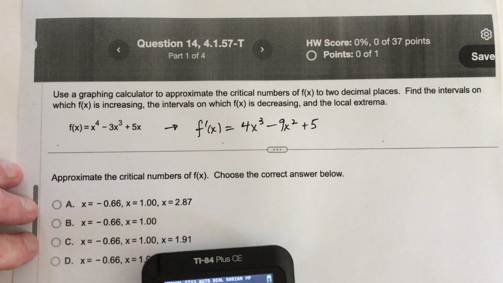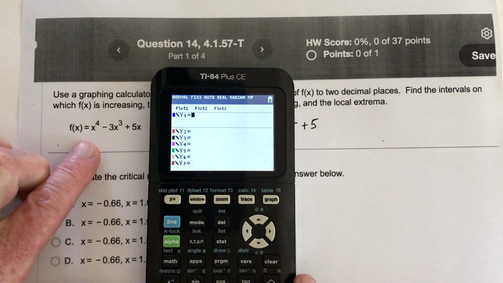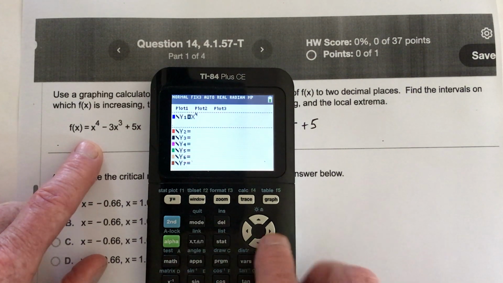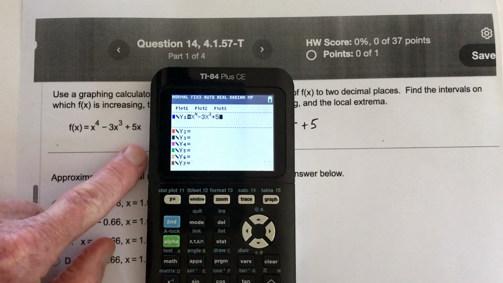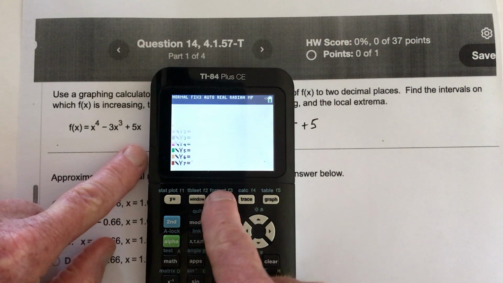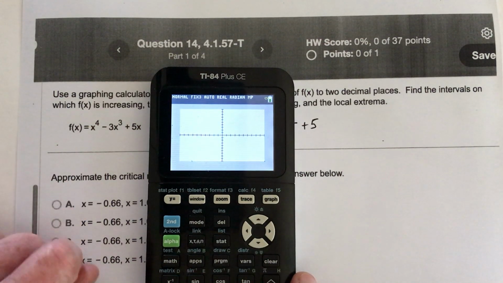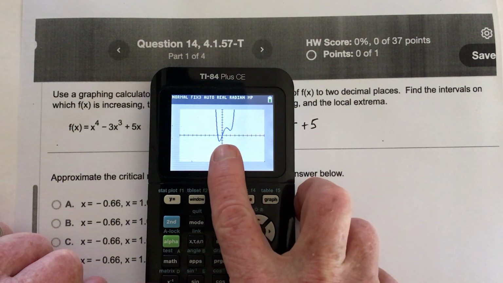So I prefer always graphing the original problem. So I'm going to go x to the 4th, and then minus 3x cubed, and then plus 5x. And then first of all, zoom standard, and hey, that's pretty nice. It showed up on the screen. I don't have to chase it around.